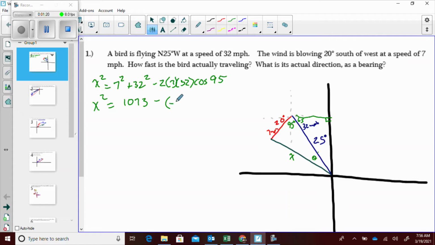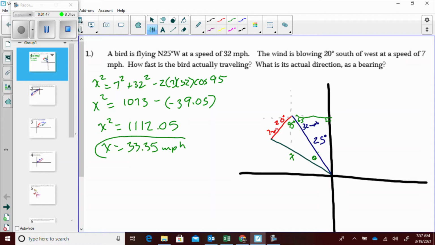And we'll go 2 decimal places, negative 39.05. It's minus and negative, so we're really going to add it. 1112.05. Take the square root of that. And we'll get 33.35 miles per hour.